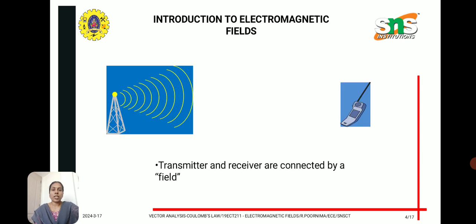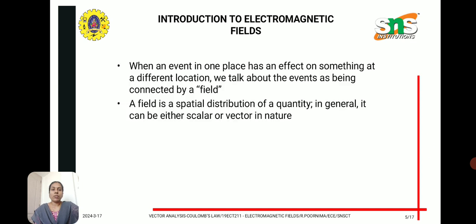So consider a transmitter and a receiver. Here these are connected by the field, that is the electromagnetic waves, which originate from the electromagnetic field. When an event in one place has an effect on a different location, with the event being connected by a field, the field is the spatial distribution of a quantity. It can be either a scalar or vector in nature.